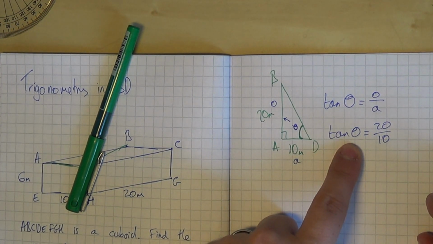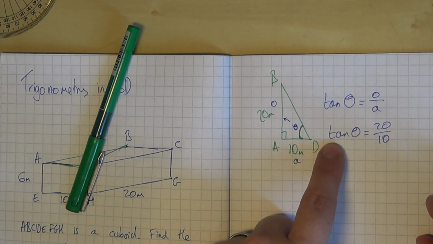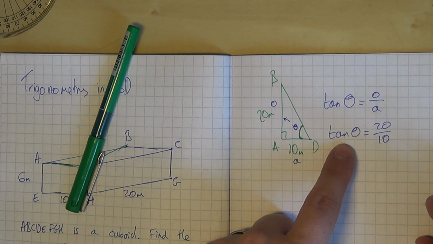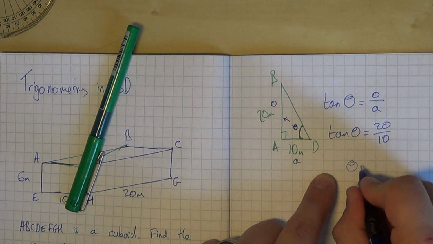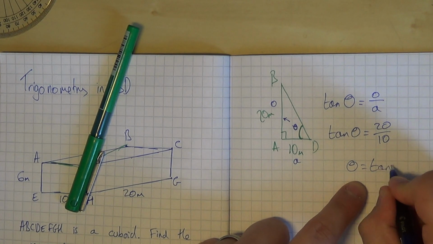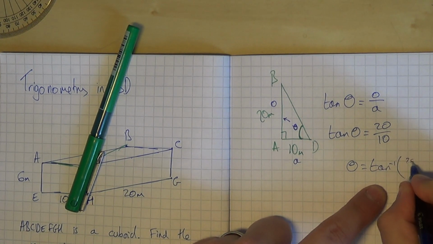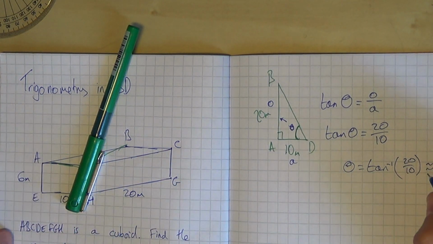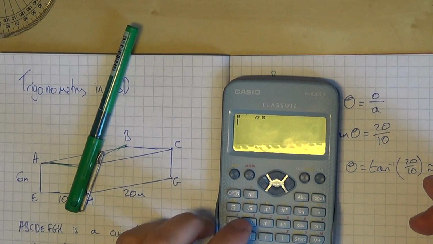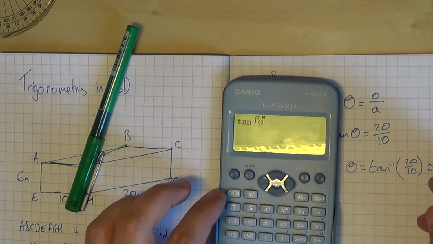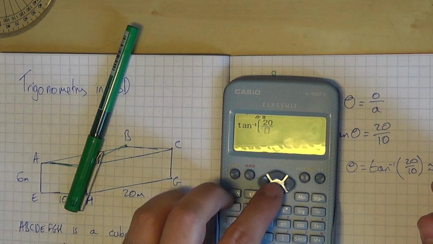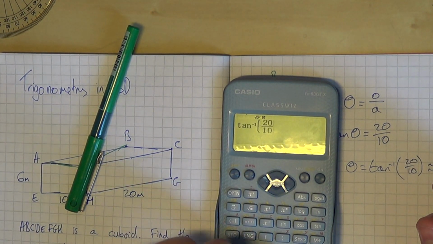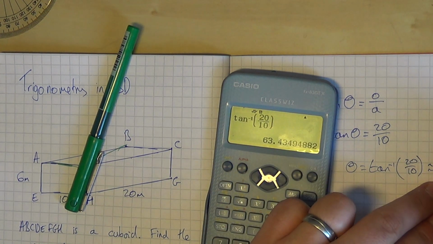How do I get theta by itself? Well, remembering inverse functions, we're going to untan, which is arctan or inverse tan. So the theta is the inverse tan of 20/10, or 2 if you've already simplified it. Out comes the calculator. Shift tan fraction 20. I'm just going to type it in as 20/10. And that is roughly 63.4 degrees.